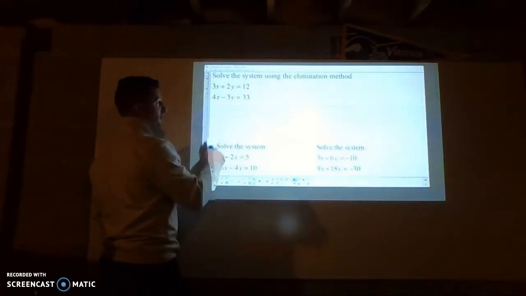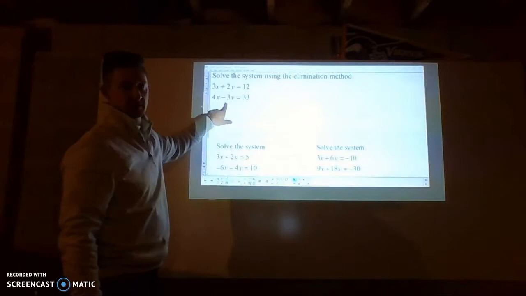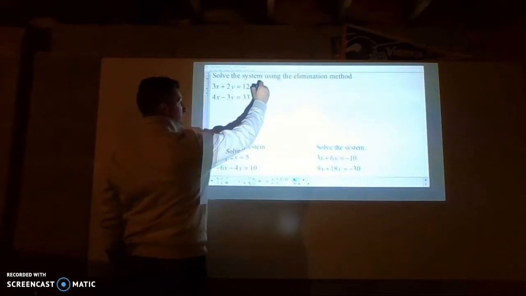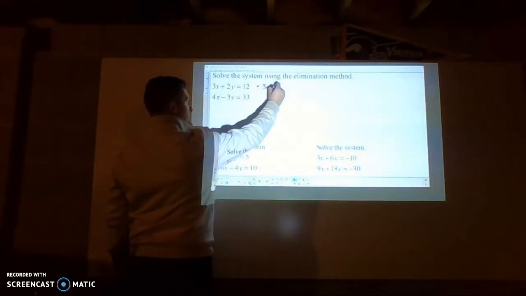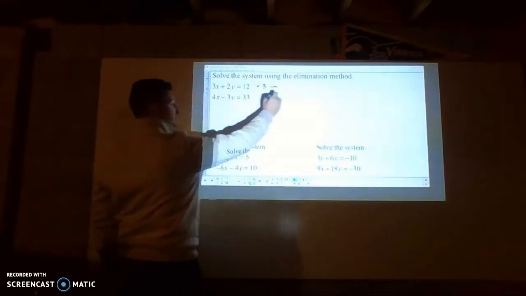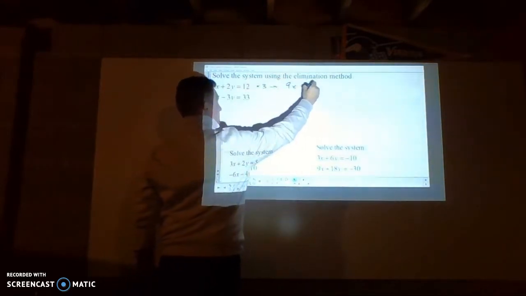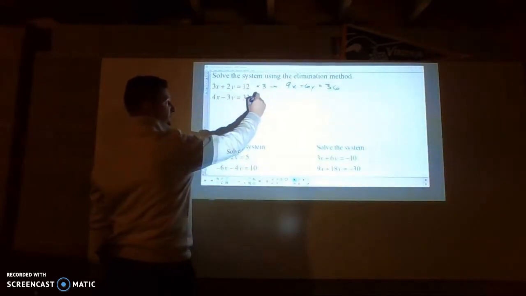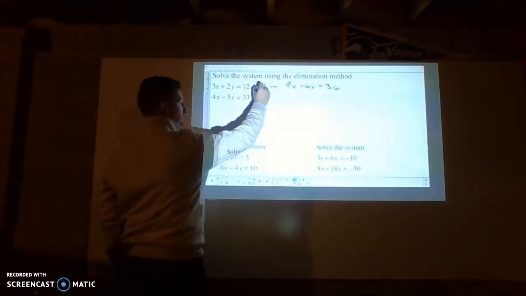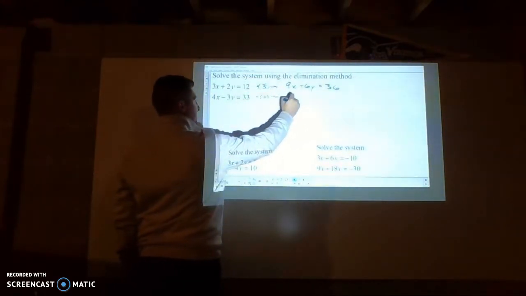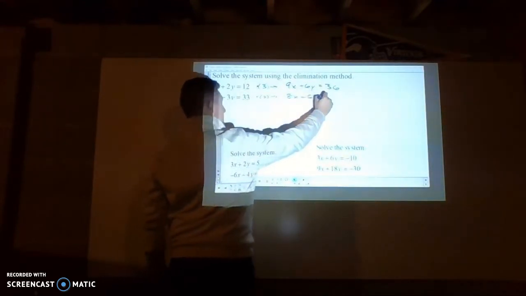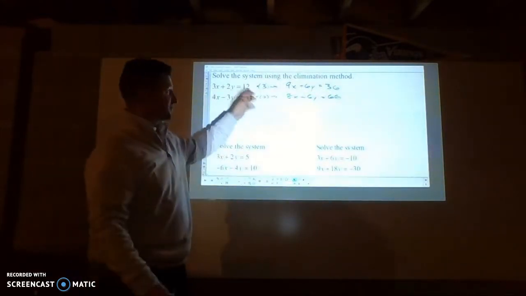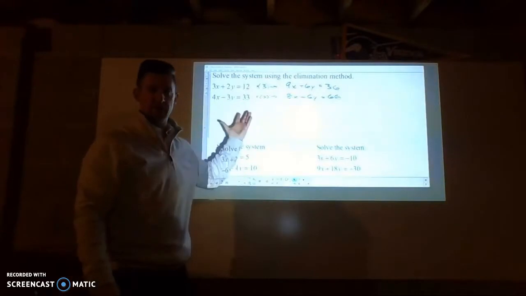If I want to get rid of y, I have to make 2 and -3 match up somehow. Sometimes it's as easy as multiplying the two of them together. If I multiply the top equation by 3, that gives me 9x plus 6y is equal to 36. And if I multiply everything in the second one by 2, that gives me 8x minus 6y is equal to 66. I've changed both sides of both equations, so I just have equivalent equations. If I graph these, they're going to be the exact same thing.